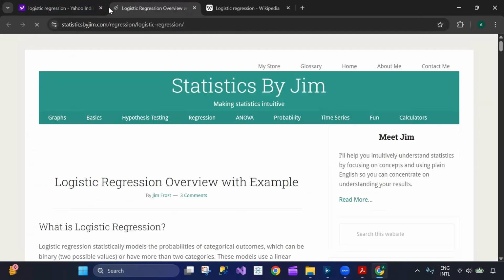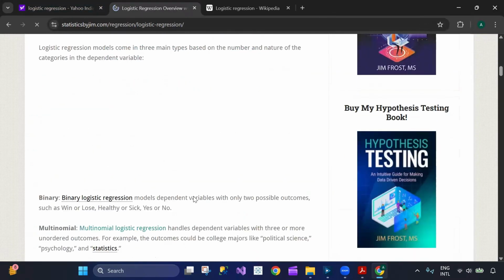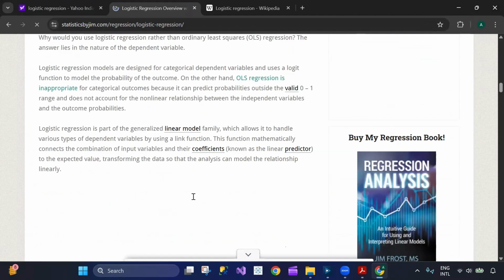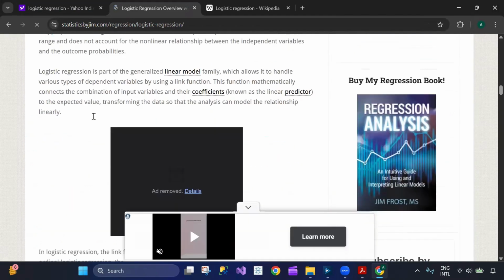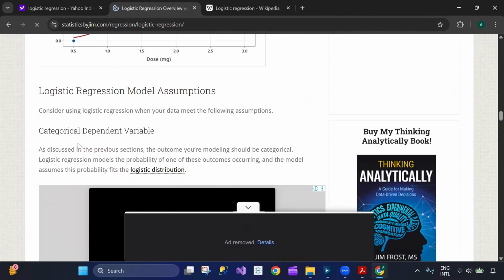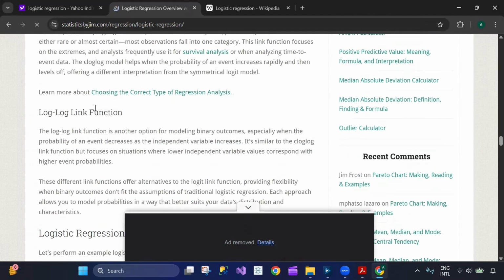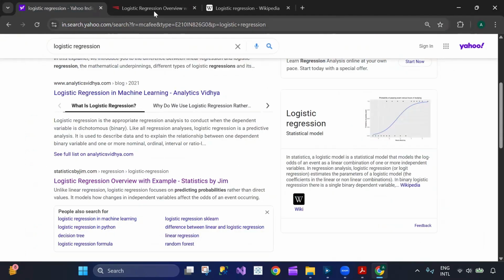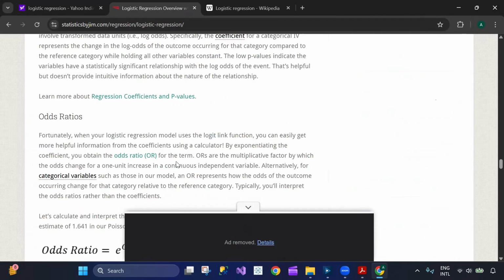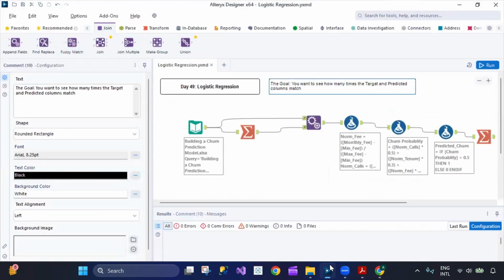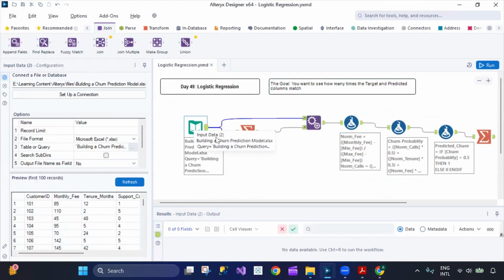There are a lot of blogs online where we can check why to use logistic regression instead of a linear model. You can go through these blogs and try to understand, and if there are any questions or queries, I can definitely help you with that. So let's jump into the workflow we created. The customer ID is this, and let me run this entire workflow first.